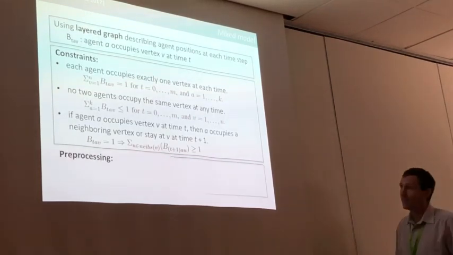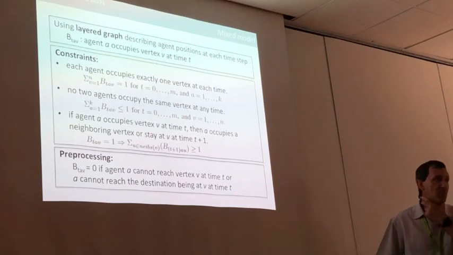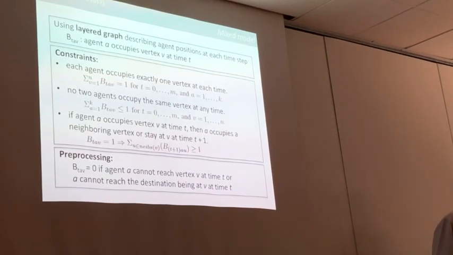Right? And there is one more trick, some simple preprocessing. And this preprocessing is based on the idea that not only the first layer and the last layer are fixed, but we can also fix some variables in the layers between. So for example, if I am in the second layer, all the nodes that the agent cannot reach in one step cannot be used there. So I can set these Boolean variables to 0 because the agent cannot be at time 1 at this node.